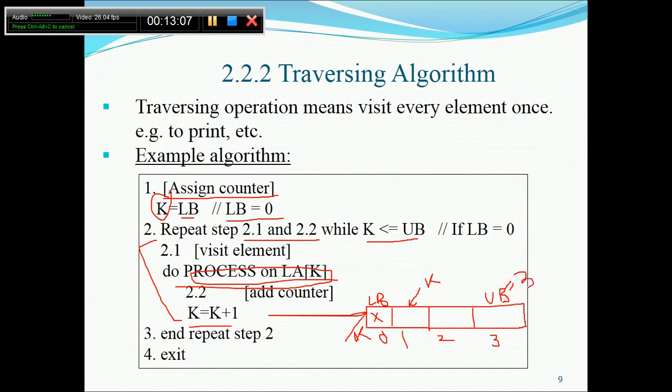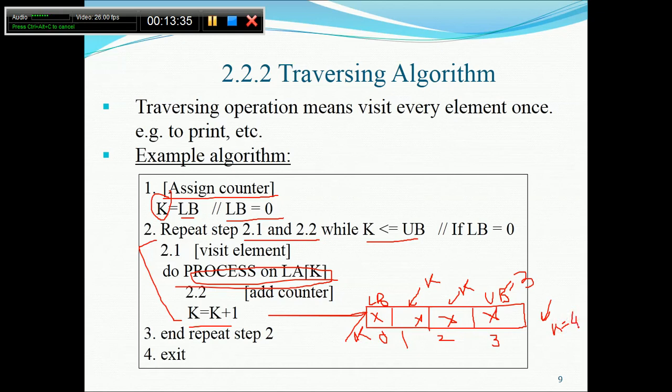It is currently 1, so again it will process the data. Then again k equals k plus 1, and again the condition is satisfied. The k will go here. It is still less than the upper bound, so again it will process the data. Again it will go here. This time it is equal, so again it will process the data. Next time k would be 4, and that is more than the upper bound.